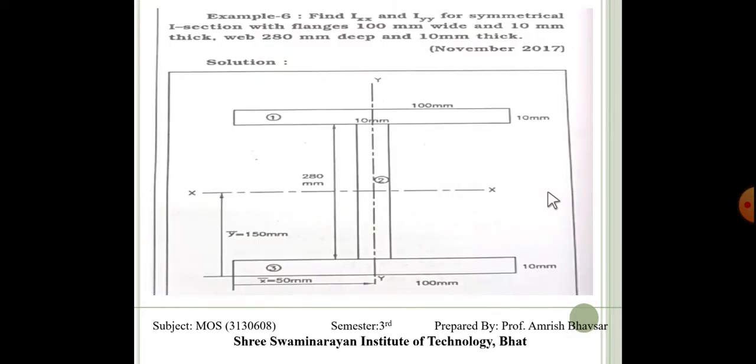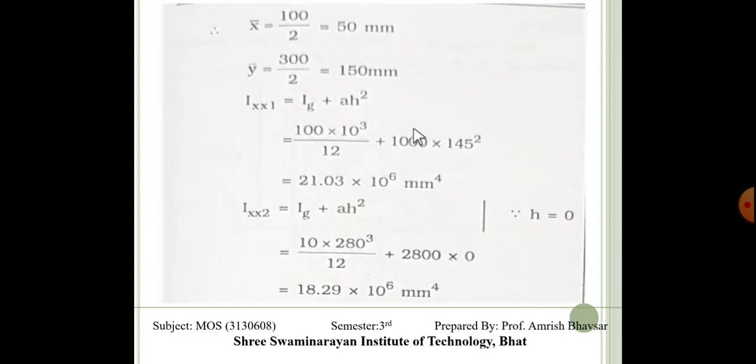Another example. Find Ixx and Iyy for the symmetrical I section with flanges 100 mm wide and 10 mm thick, web 280 mm deep and 10 mm thick. So here it is symmetrical, so x bar and y bar we can calculate directly.